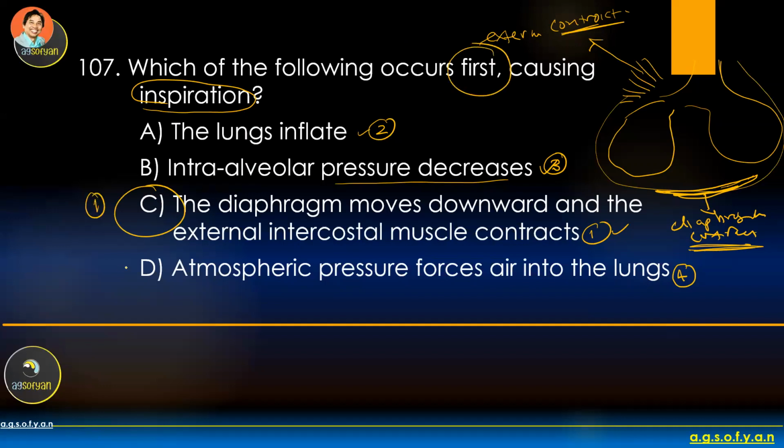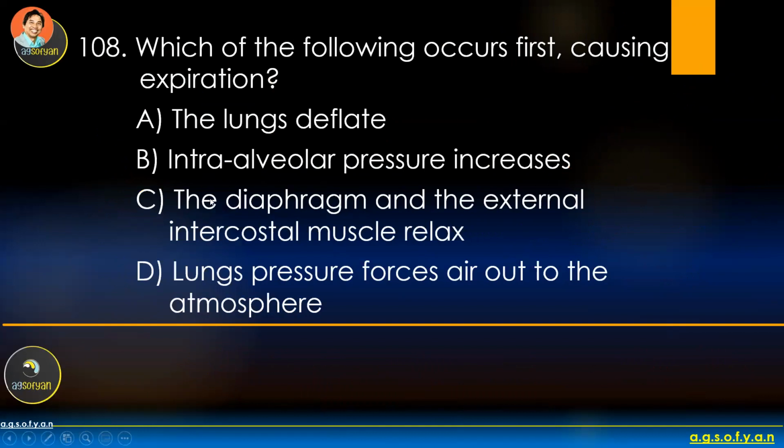So 1, 2, 3, and 4 are the processes over here. Which of the following occurs first, causing expiration? So this is just the opposite. The thing that happens first is the lungs will be pushed. The volume will become smaller, just like you pressing a balloon. It becomes smaller, the pressure increases, and the air will go out from the balloon. So the first process will be this one over here.